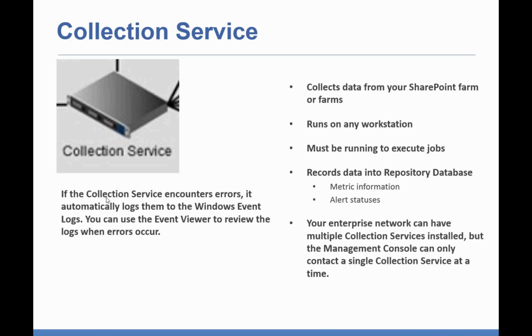Over here I've noted that if the collection service encounters errors, it automatically logs them to the Windows event logs, and then you can use the event viewer to review those logs when errors occur. Additionally, we have our own internal collection service log that logs internal error messages. And furthermore, often just reviewing your alerts will give you a good indication of things that are happening. We do record some internal mechanisms via our alert statuses. All this will be covered in a future quick take.